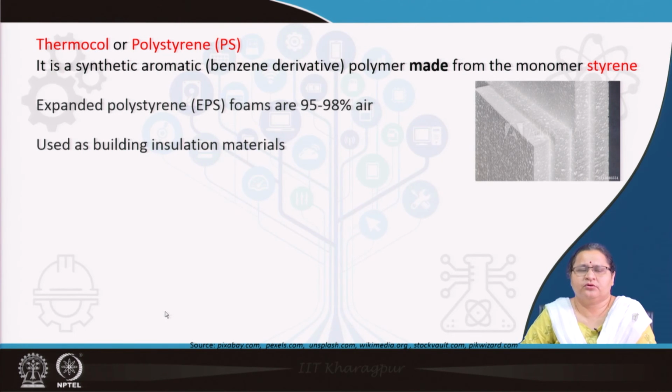Now, coming to thermocol, that is polystyrene, we had discussed it is used as an insulation material, it is expanded polystyrene foam EPS, and it is containing around 95 to 98% air, and when it is having chlorofluorocarbon, then we get a higher thermal insulation, and the filled in air is chlorofluorocarbon CFC, and it is having a higher thermal insulation value.